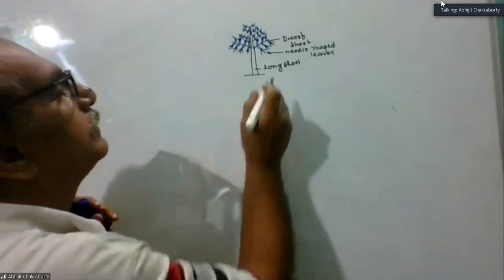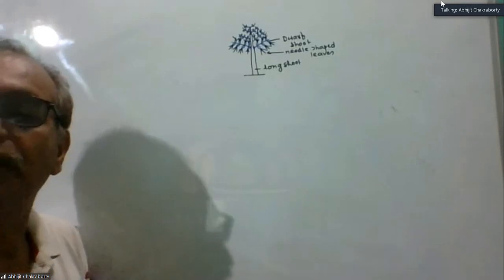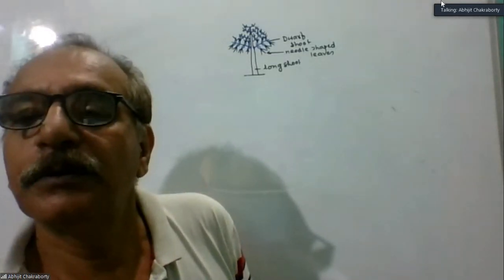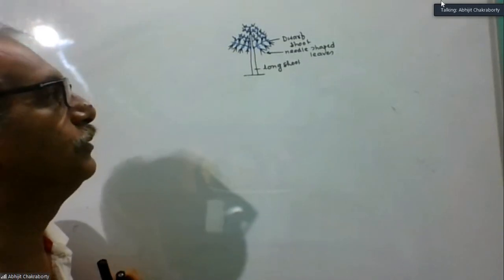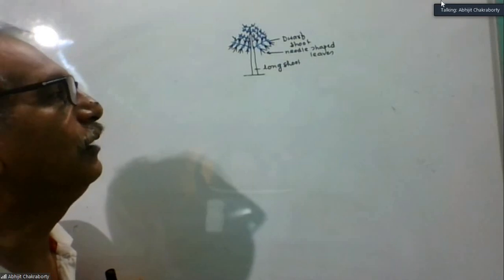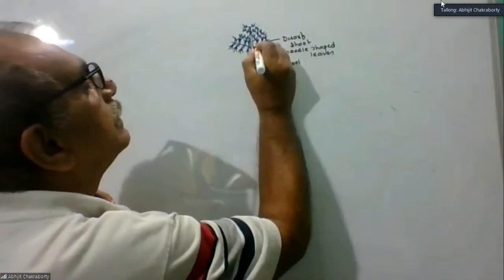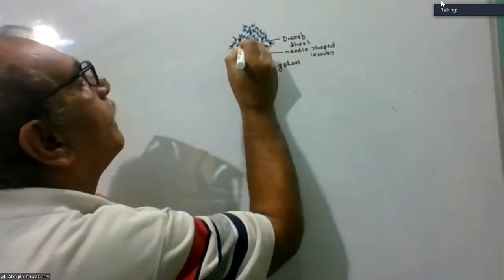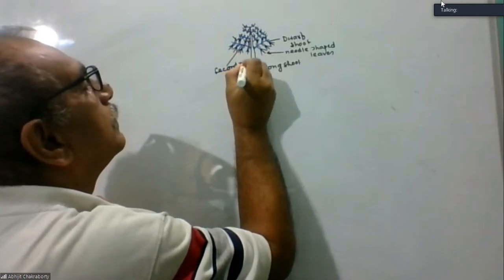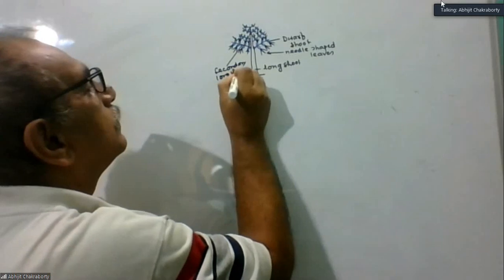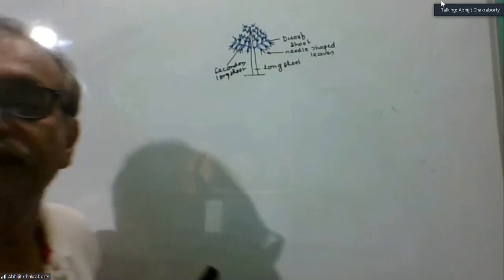And at the place of origin, the dwarf shoot is short-lived. Dwarf shoot is always short-lived. And at the place of origin of the dwarf shoot, you get the male cone, and at the place of origin of the secondary shoot, you see, this is the secondary long shoot. And here you will get the female cone.